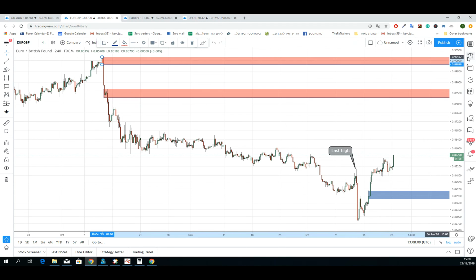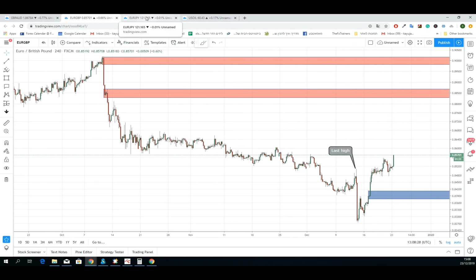All right, so both can be a great target for this buy position, but of course only if the price will retrace and come back to this demand below. Okay, any questions until now? All right, so let's continue.